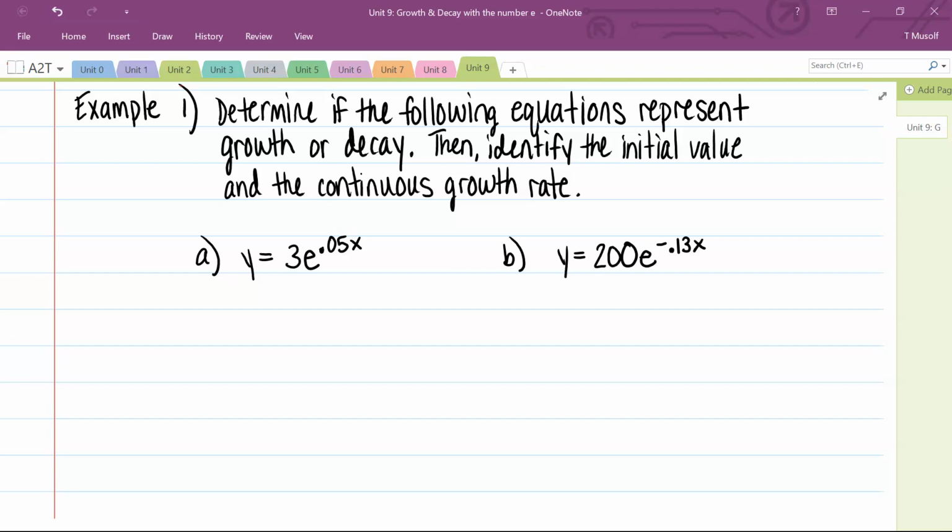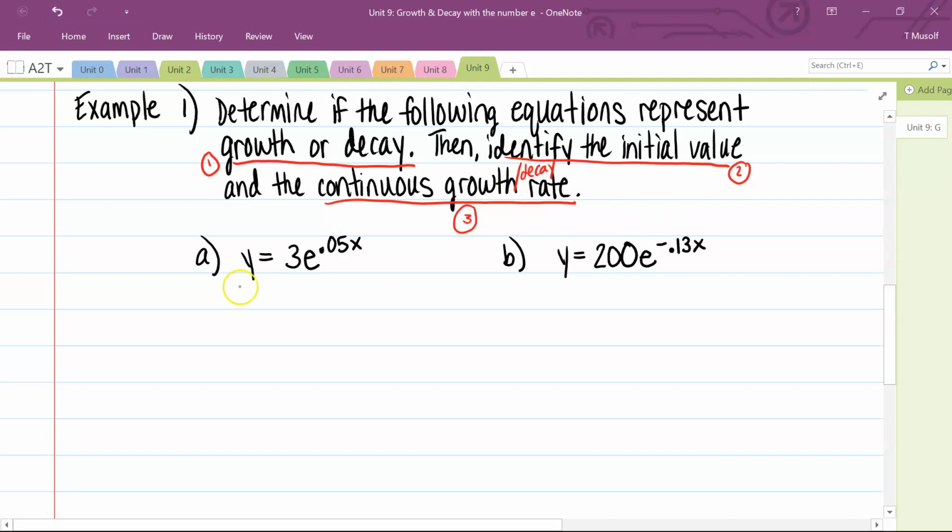So example 1, it says, determine if the following equations represent growth or decay. Then identify the initial value and the continuous growth rate. So we're asking you to do 3 things here. Does it represent growth or decay? That's number 1. Identify the initial value, number 2. And identify the continuous growth rate, number 3. Okay, so first things first, is it growth or decay? And I guess this should say growth or decay rate, right, depending on the problem.